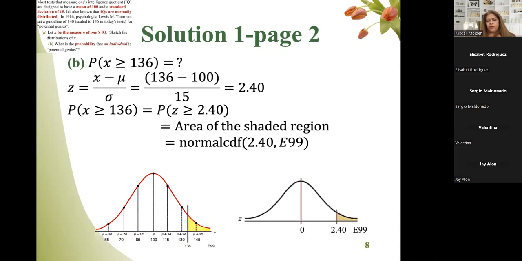Now we're going to calculate that. I went to my calculator, went to distribution, picked normal CDF, lower Z was 2.40, upper Z was E99. It gave me 0.0082, so 0.82%. When you are finding probability, you have to change the decimal to a percent. Any questions? Not seeing any in the chat right now.